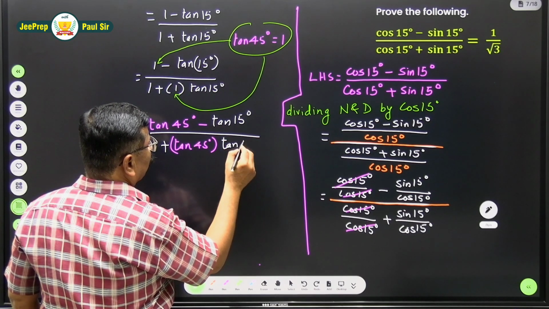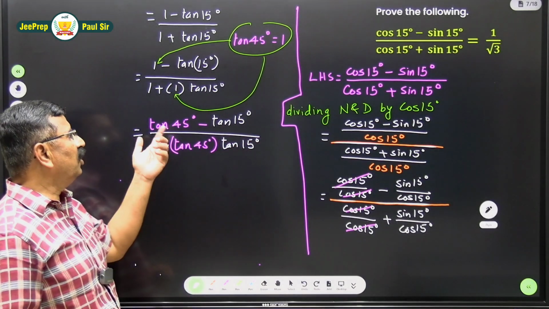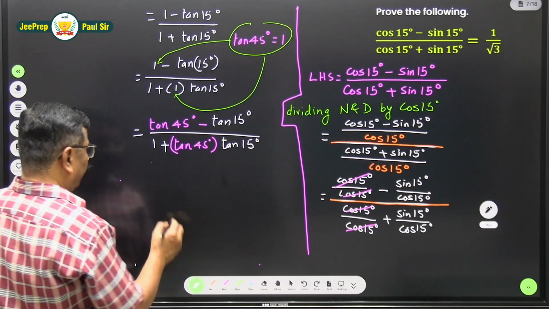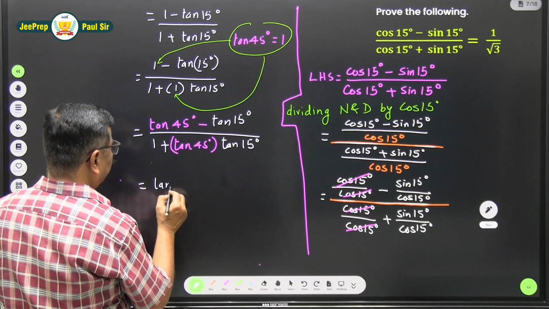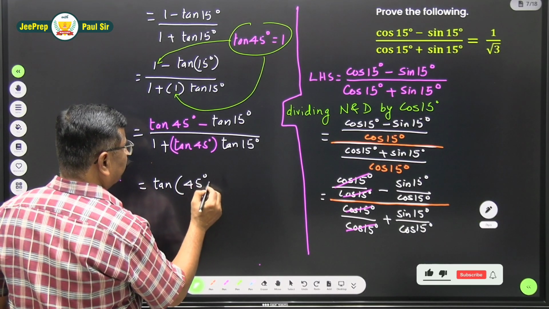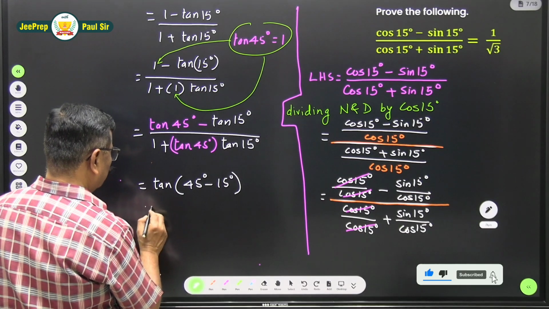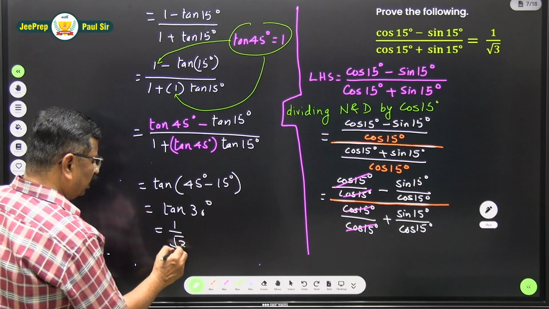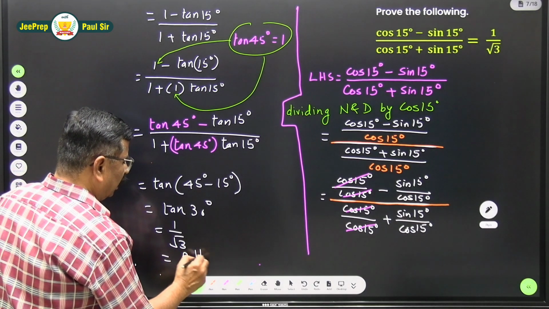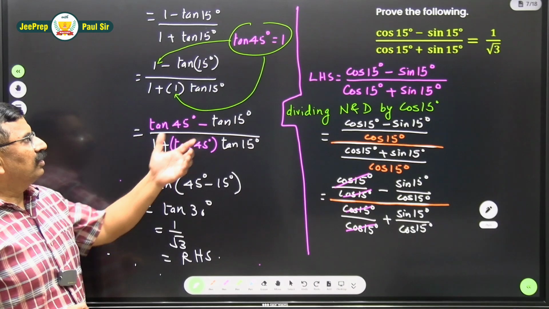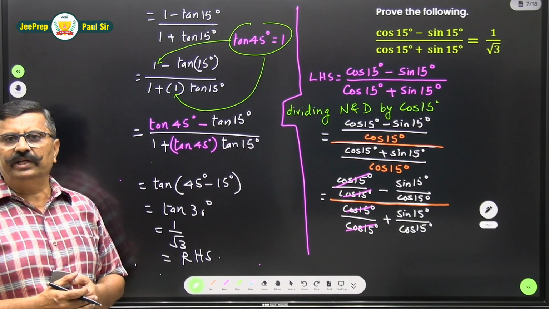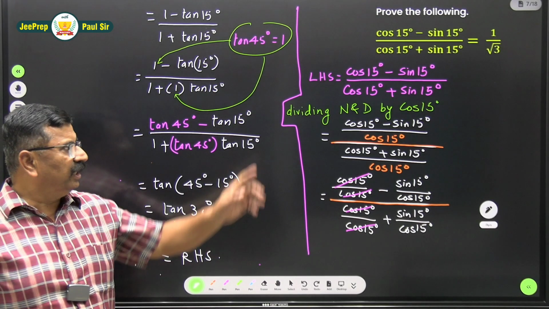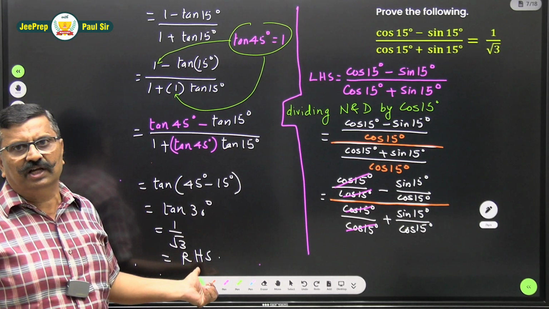into tan 15 degrees. So this is now the formula of tan A minus tan B divided by 1 plus tan A tan B. So by using the formula of tan A minus B, I will get tan 45 degrees minus 15 degrees. So this will become tan 30 degrees, which is 1 by root 3, which is the concerned RHS. So we started with LHS, that is cos 15 degrees minus sin 15 degrees divided by cos 15 degrees plus sin 15 degrees. Then after simplifying, we get 1 by root 3, which is RHS.